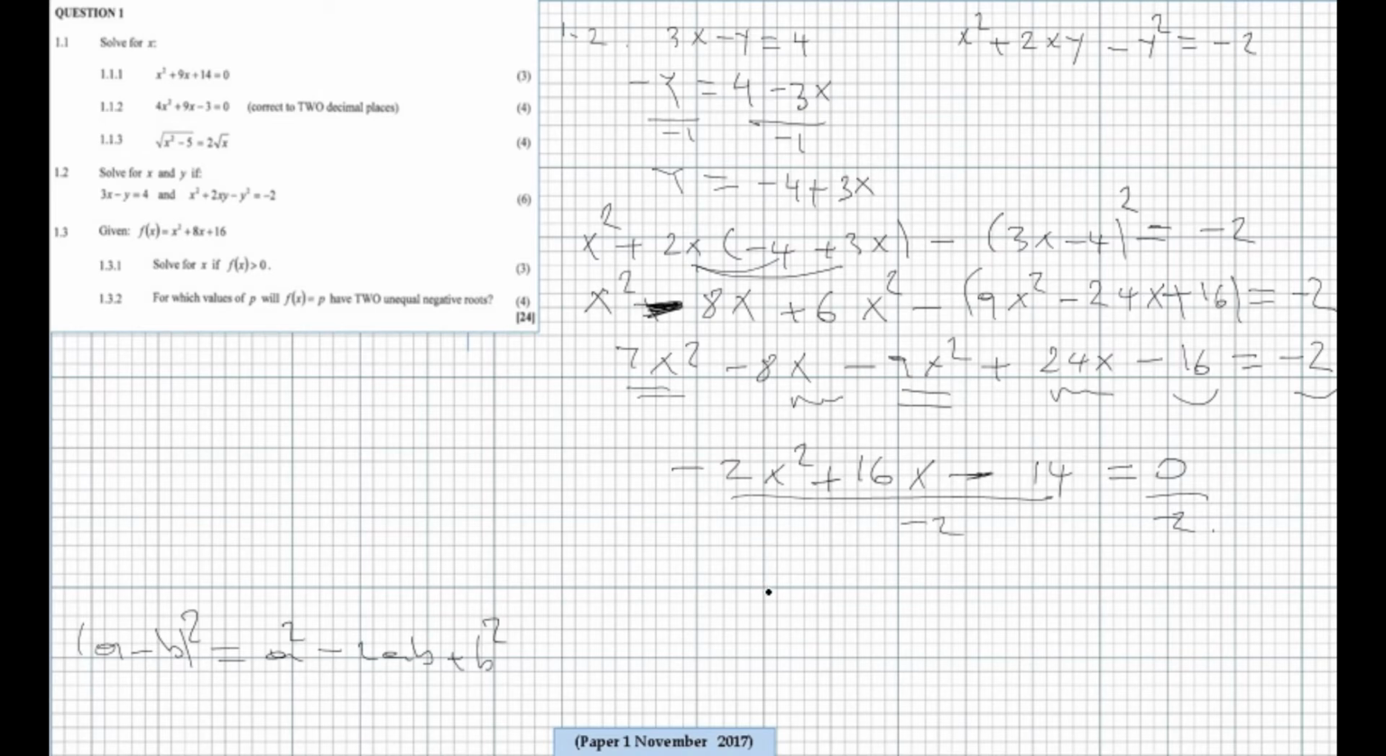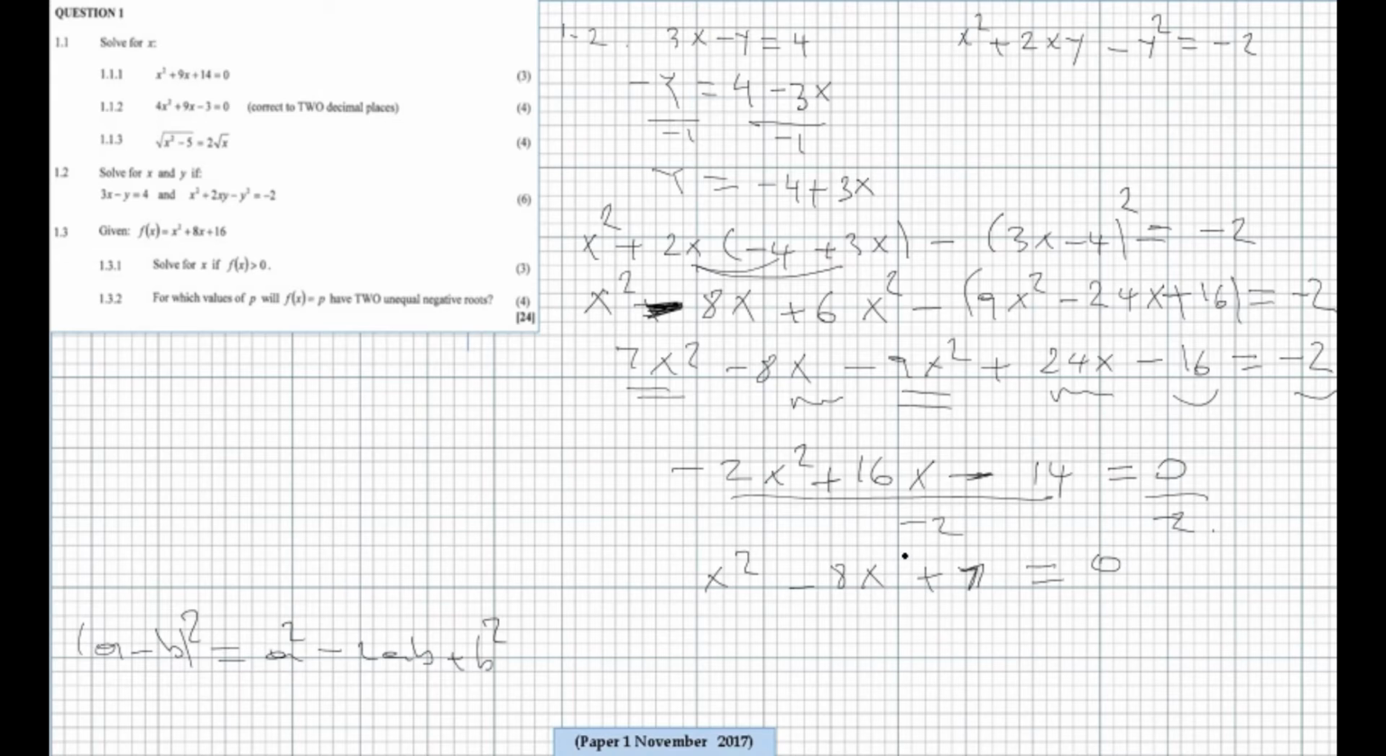I'm going to have x squared, negative, because positive and negative gives a negative, so I'm going to have negative 8x, and then on this side I'm going to have a positive, so I have positive 7, and then 0 divided by negative 2 is 0. So now I have a simple quadratic equation that I can solve.